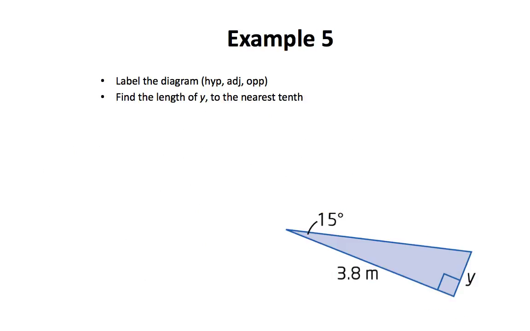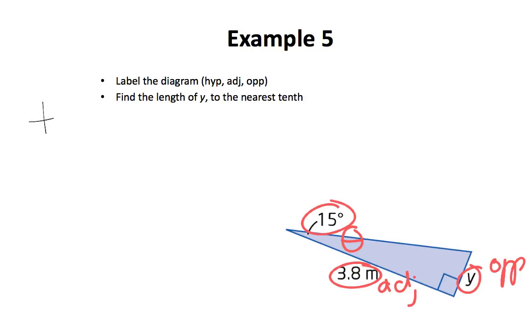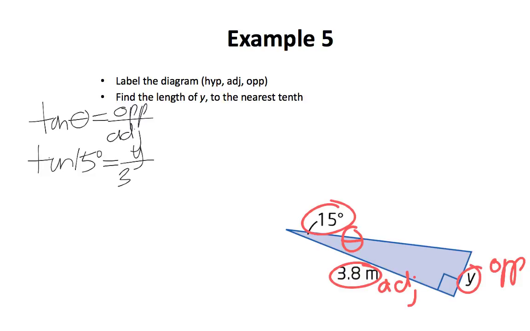In our fifth example, we want to find the length of y to the nearest tenth. First thing you want to do is label your diagram. We've been given that angle, so let's label it as theta. The side labeled 3.8 meters would be adjacent to theta, and the side labeled y would be opposite to theta. And the trig ratio, which contains opposite and adjacent, is tan theta. Next, you want to substitute in your known values. So instead of writing theta, I'm going to write 15 degrees. Instead of writing opposite, I'm going to write y. Instead of writing adjacent, I'm going to write 3.8.